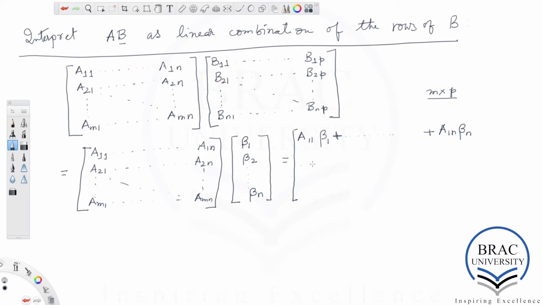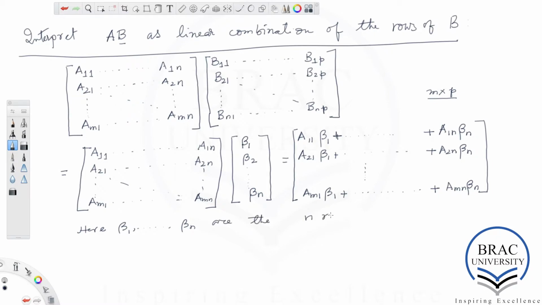Okay. Similarly, we can get the second row of the resulting matrix: A21 times beta 1 all the way up to A2n times beta n, and the final row is going to be AM1 beta 1 plus all the way up to AMN times beta n. Okay, right. Okay, so here, beta 1 all the way up to beta n are the n rows of the n times p matrix B.